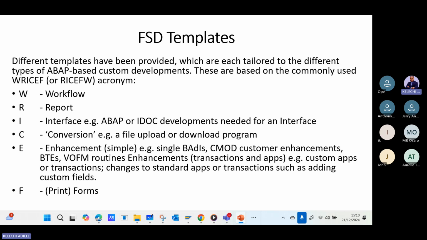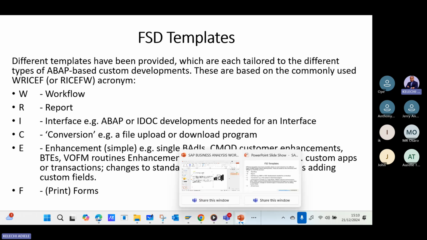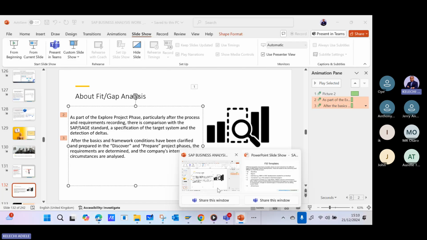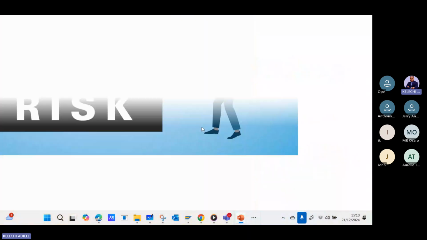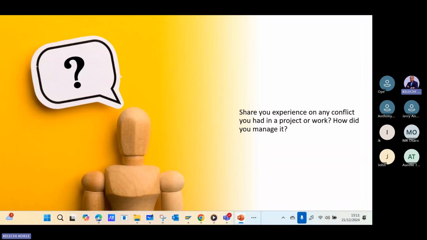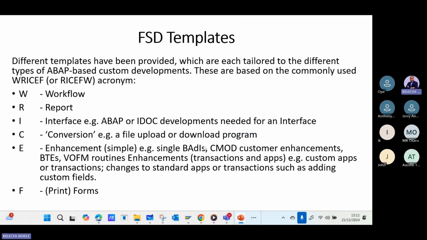Some gaps might not be closed. Some gaps will require third-party applications, which will also fall under interface. So you have to identify who that third party would be. Some interfaces or third-party applications might not be compatible with your current system. So this is a whole lot of discussions, a whole lot of conversations. So when you do requirement gathering, handling those gaps is something very, very important that we need to look at.